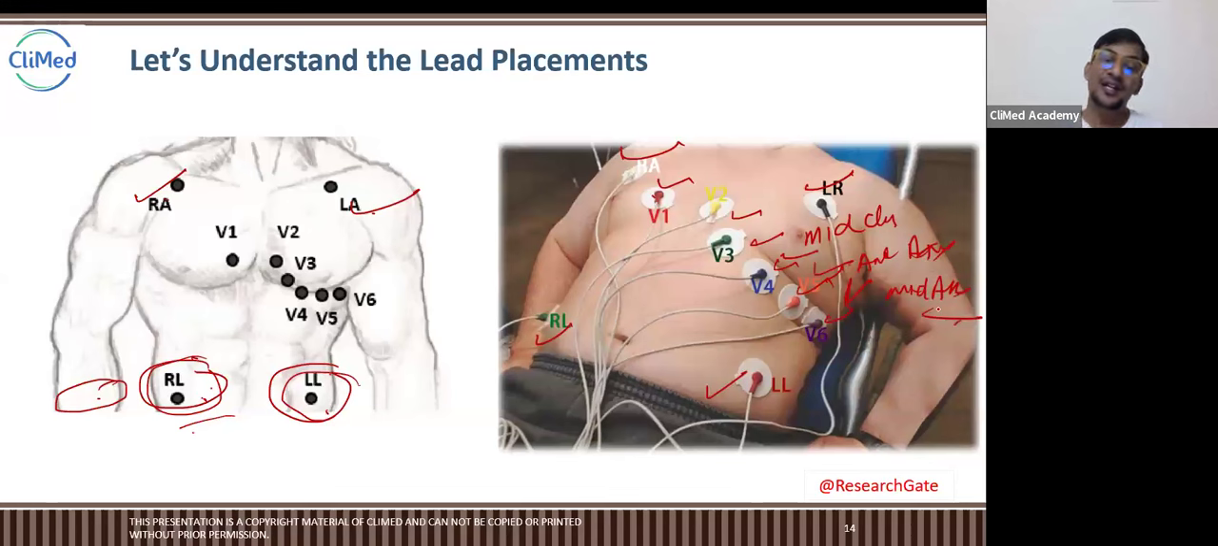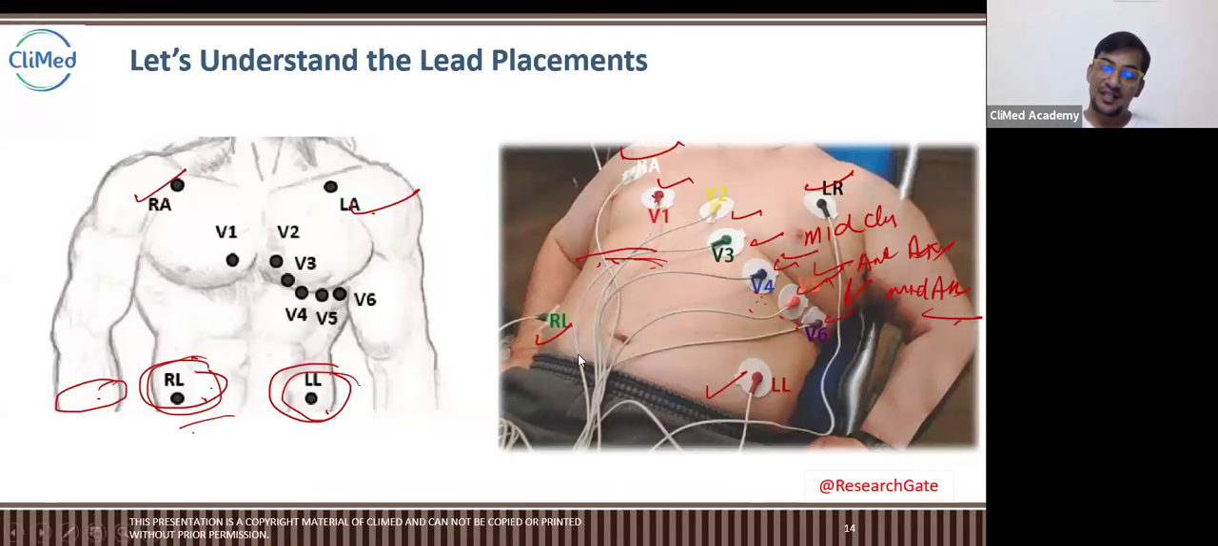So in dextrocardia, as I was telling, it is just a copy. V4, V5, V6 will be on this side. I was telling you about the mirror image. So V4, V5, V6 will be on the opposite side for dextrocardia leads. These are the major things in how you place the leads.